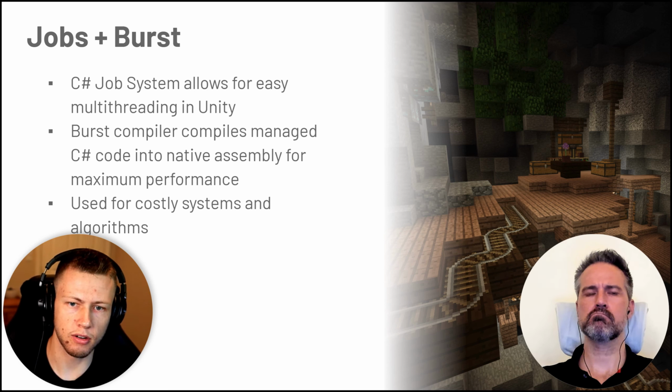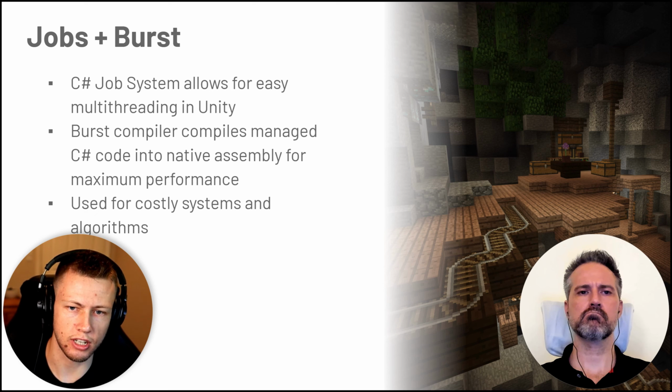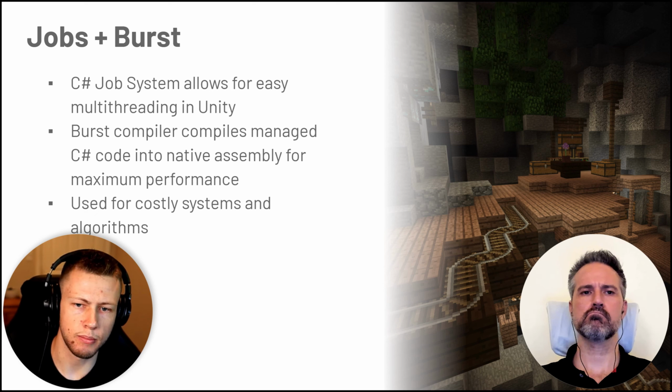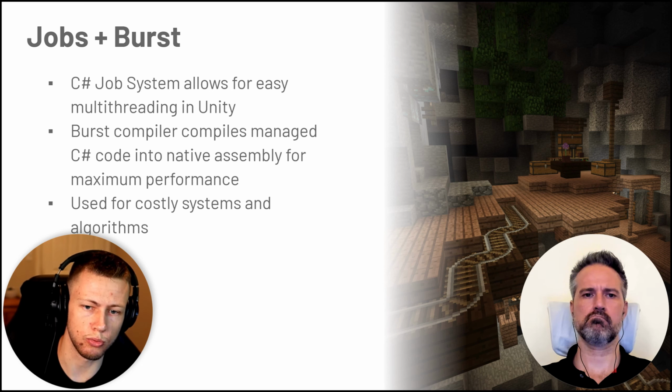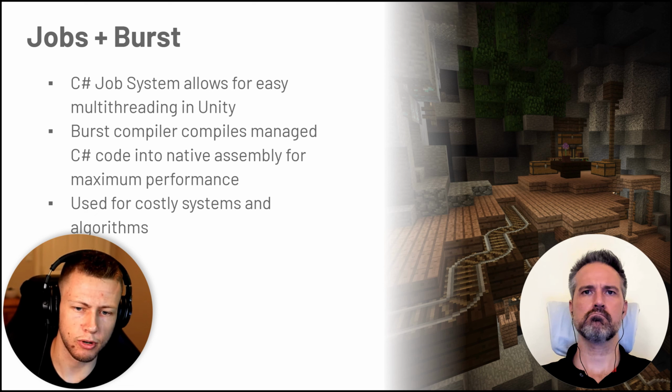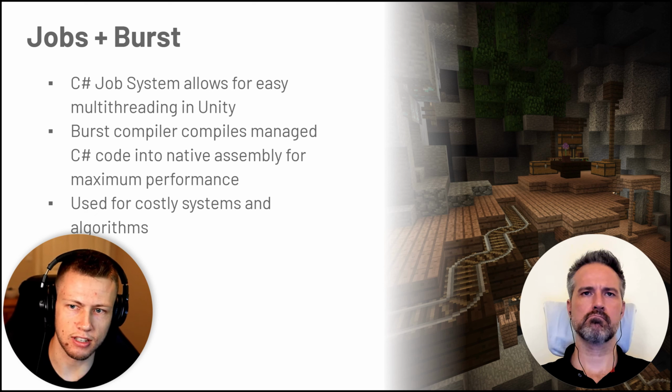And the burst compiler, again, is typically used in conjunction with the job system, because with the job system there are some restrictions about, say, the data types that we can use to multi-thread. The burst compiler has some of those similar restrictions. But what the burst compiler does is it takes our managed C# code and compiles it down into native assembly. So we can really get the most performance out of our games, because it is compiling down to a much lower level.